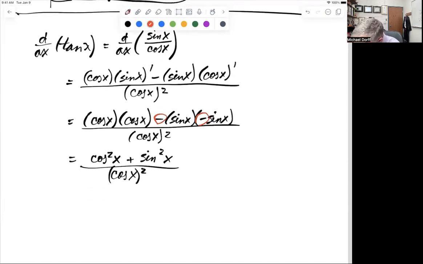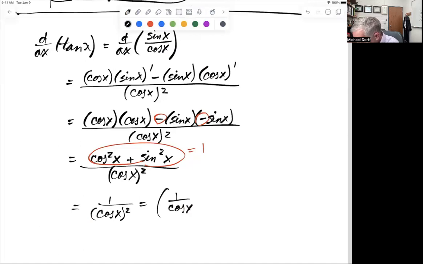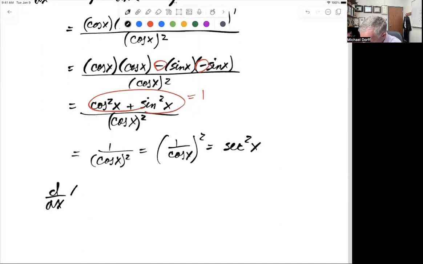But then I use that trig identity again. Cosine squared x plus sine squared x equals 1. And I get 1 over cosine squared x, which is the same as 1 over cosine x, everything squared. And 1 over cosine is secant. So the derivative of tangent x equals secant squared x.